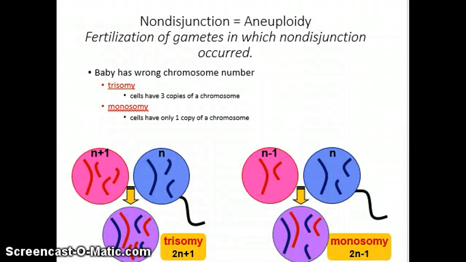Okay, so non-disjunction results in what we call aneuploidy. And so when a baby, for example, gets the wrong number of chromosomes, that's a form of aneuploidy. And so trisomy is when, for example, a cell can have 3 copies of a chromosome, or monosomy when cells only get 1 copy of a chromosome. So you can actually look at this and follow through, and pause it if you need to think through this and examine the difference between the two.